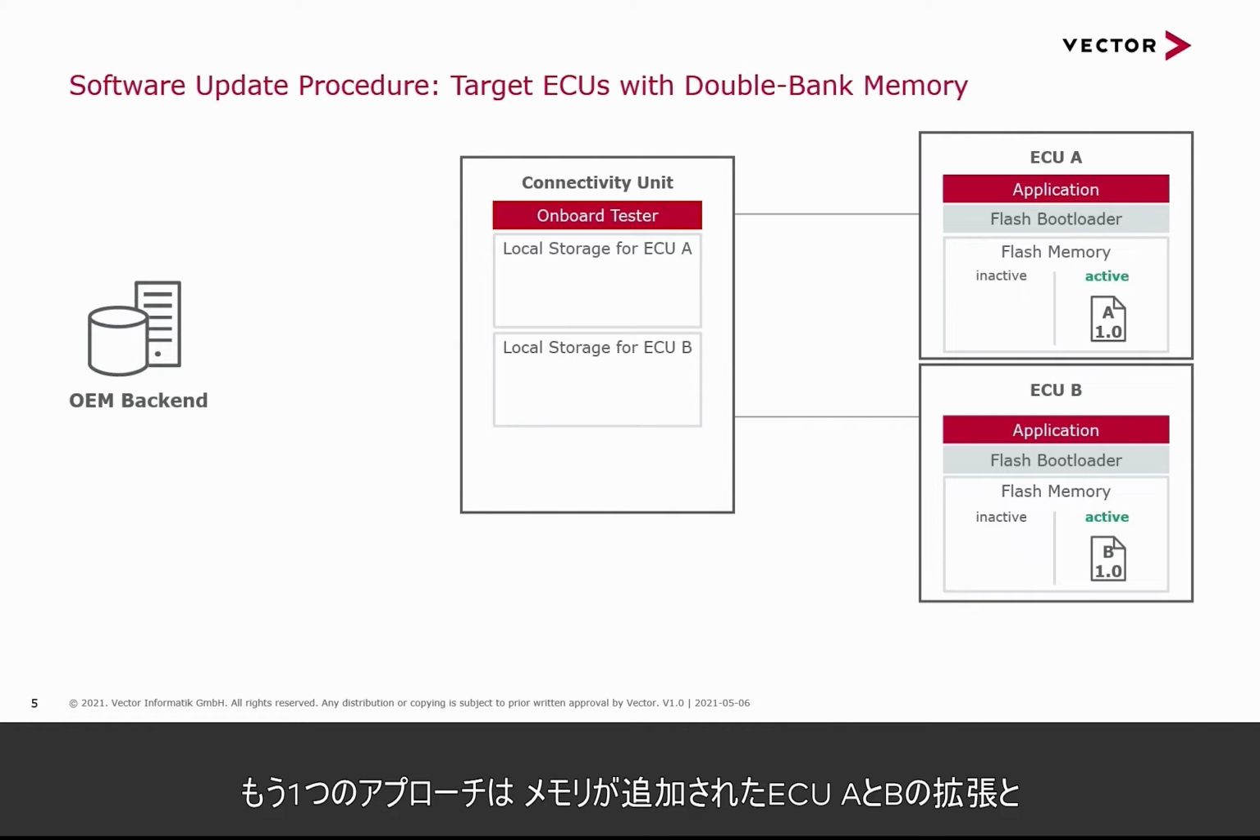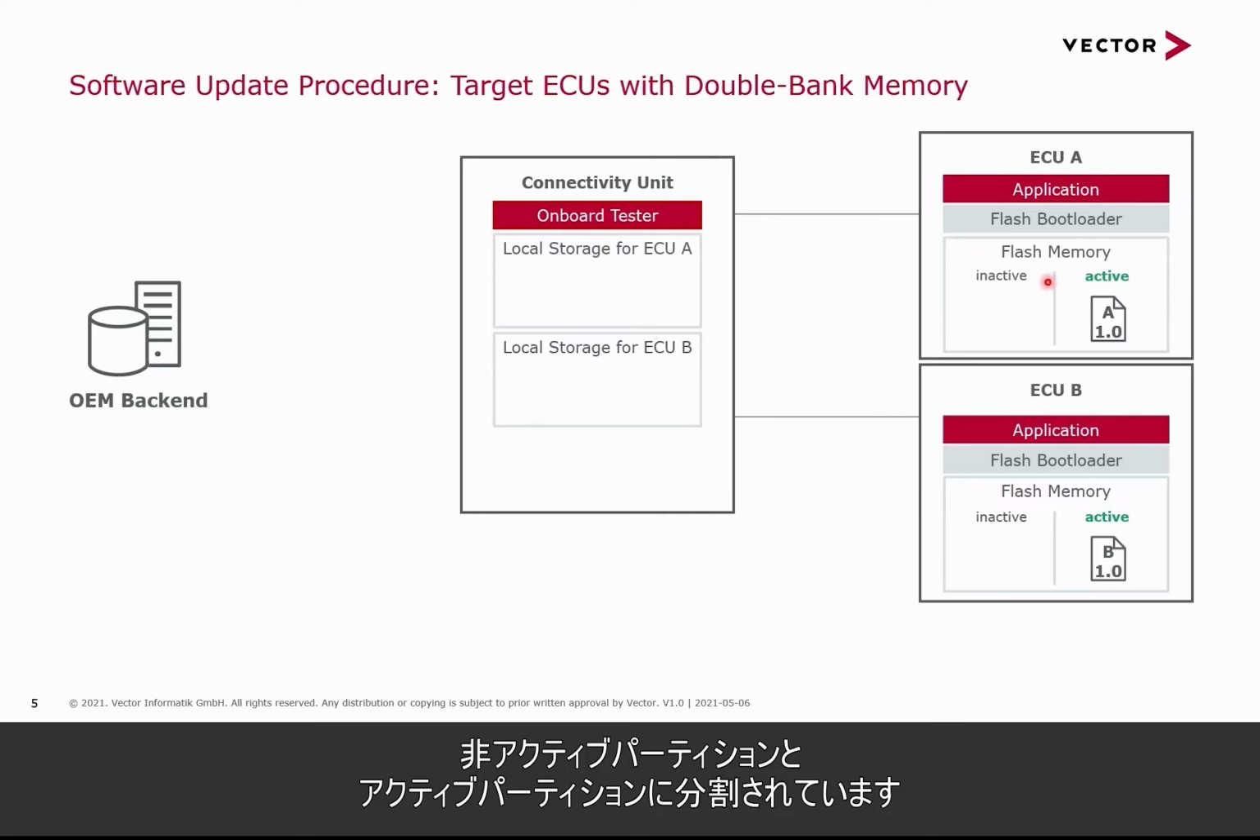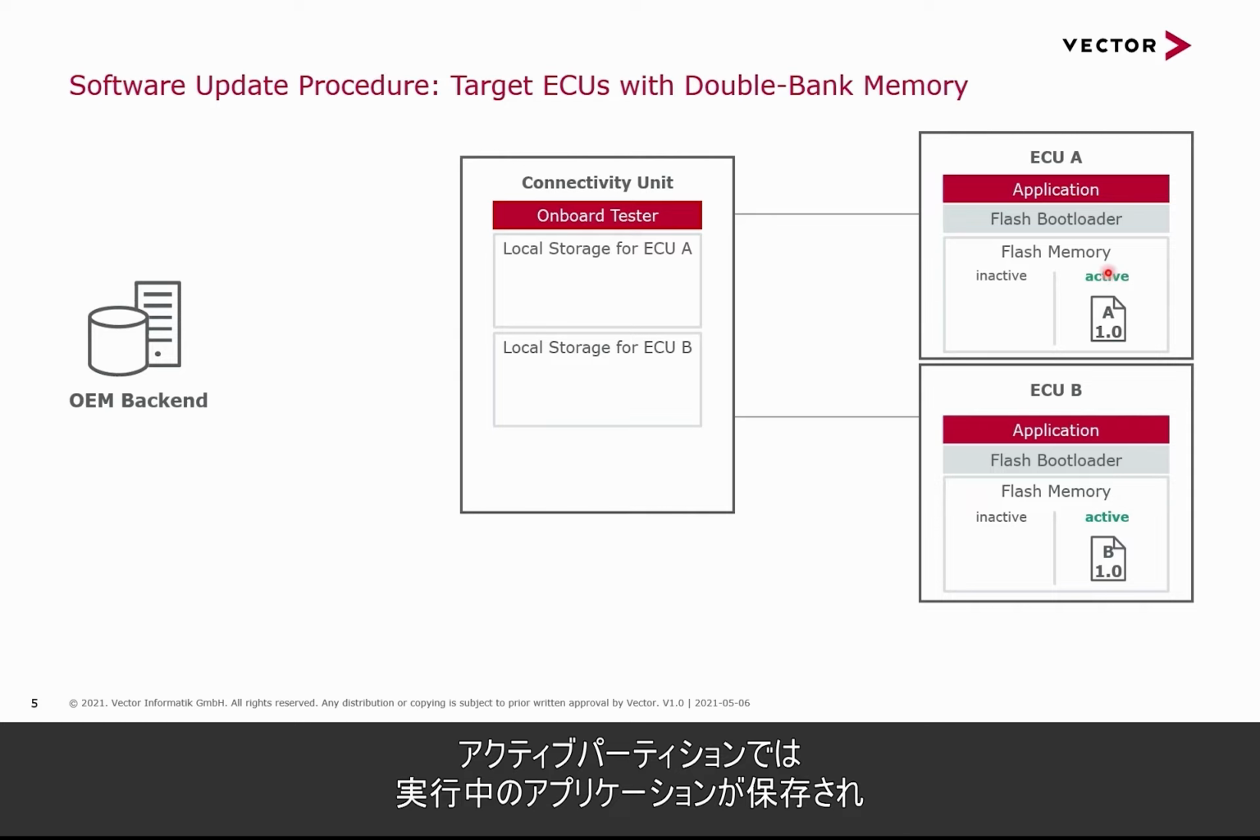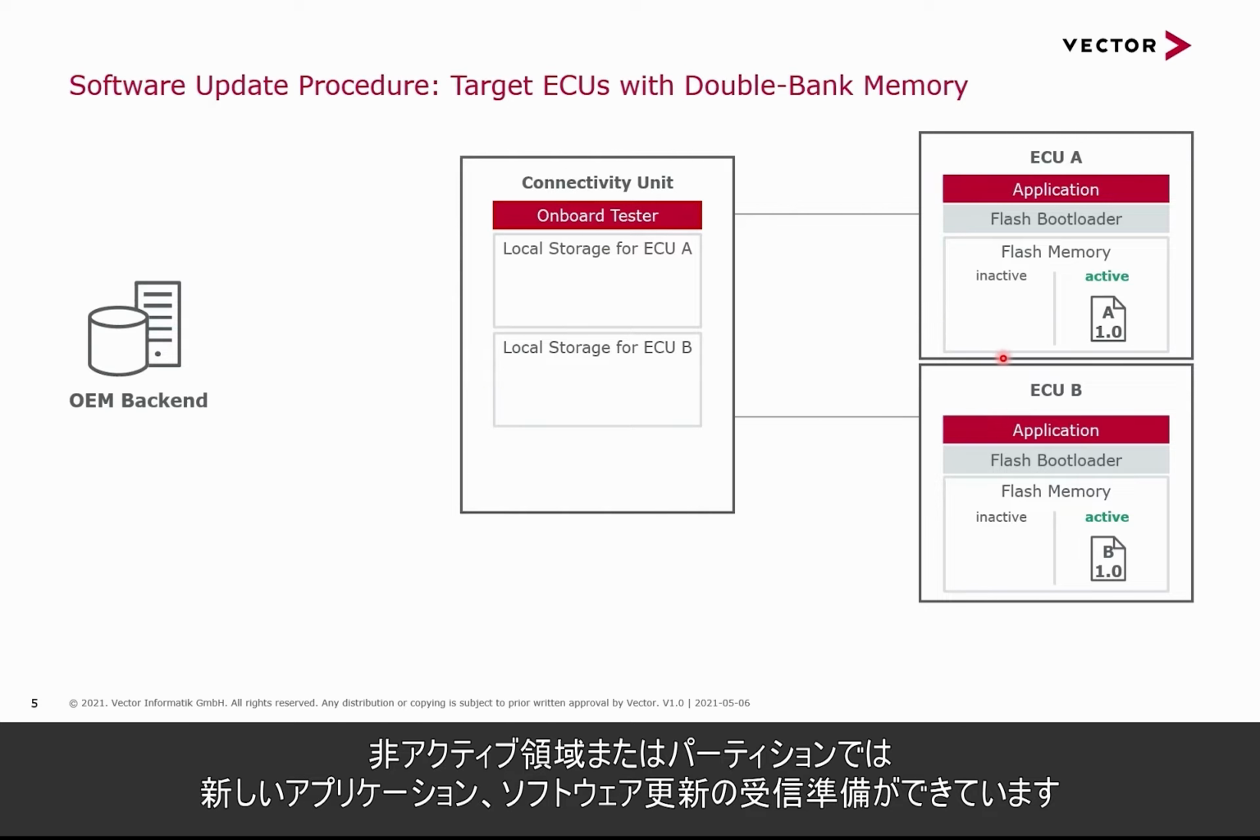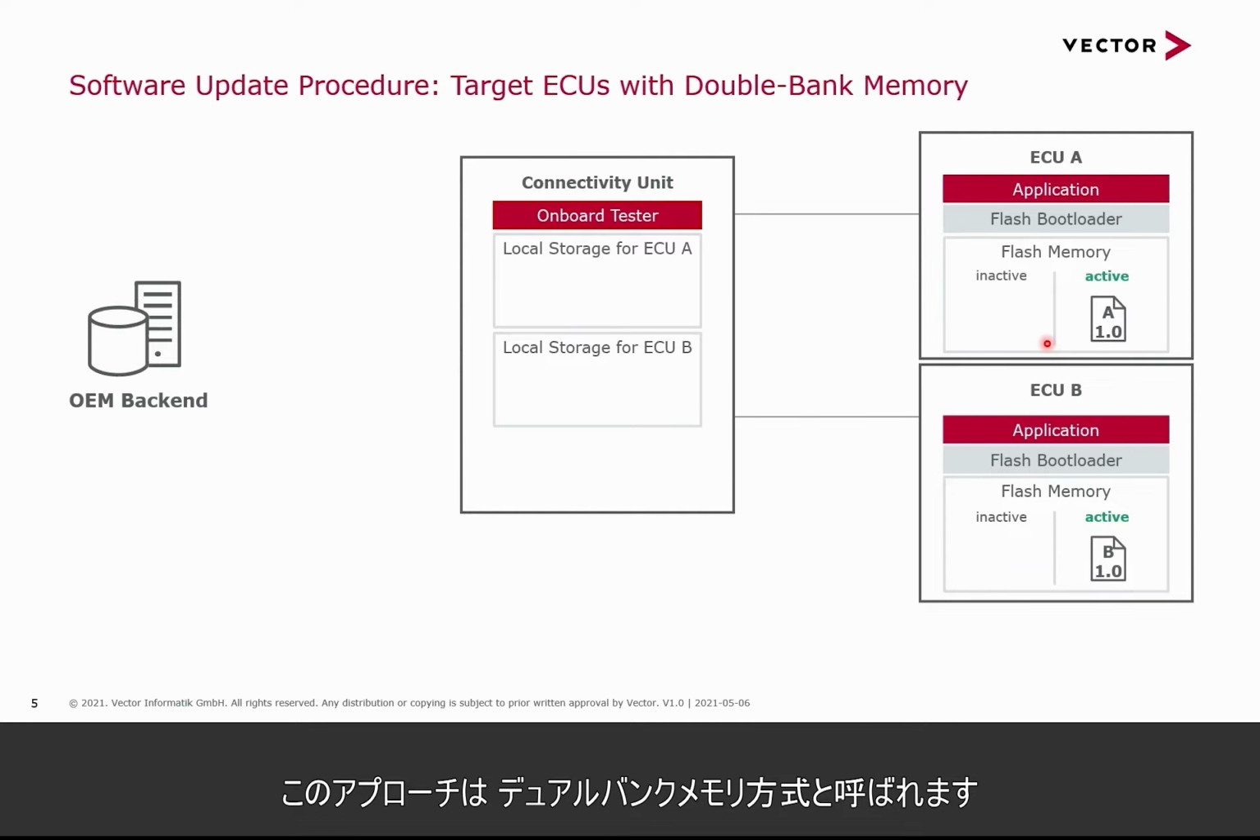Another approach is to enhance the ECUs A and B with some additional memory and to store actually 2 versions of the software within the target ECU. In this example, you can see that the flash memory of the target ECU is now split into an inactive partition and an active partition. The active partition stores the currently executed application, and the inactive partition is ready to receive the new application, the software update. This approach is often called dual or double bank memory approach.